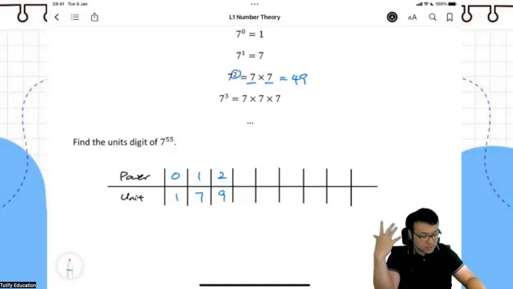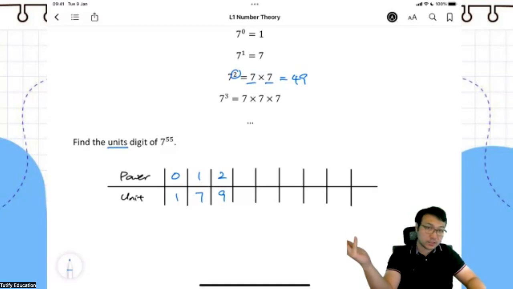Why? Because they are asking for the units digit, which is only the ones digit. They are not concerned about the other digits. They are only concerned with the last digit. So I'm just going to write down the last digit, which is 9, okay?